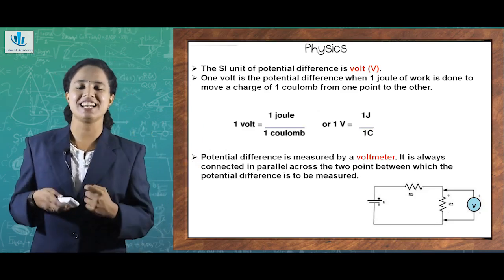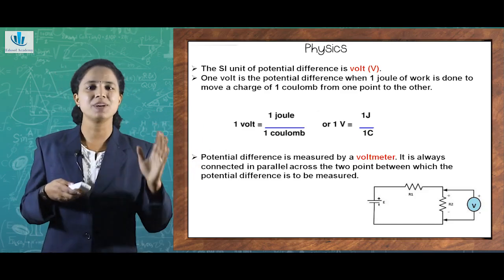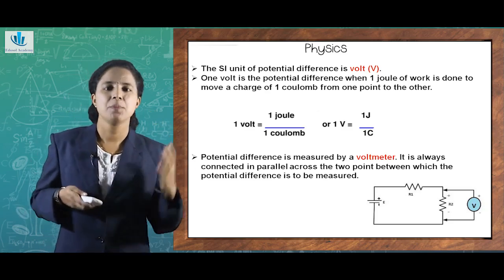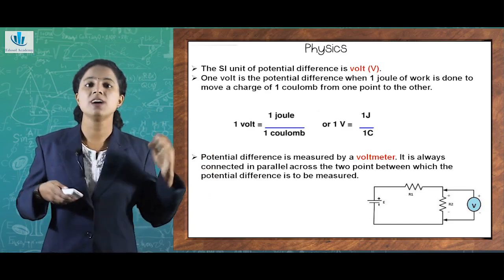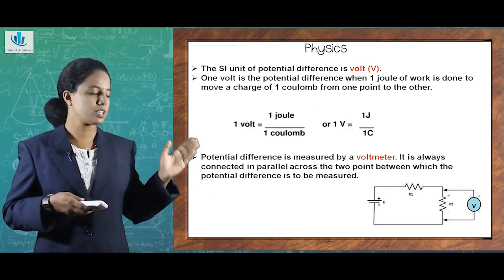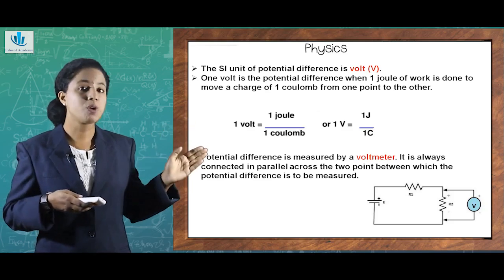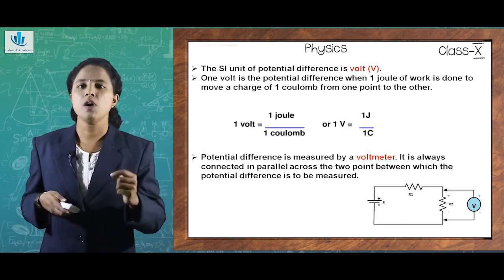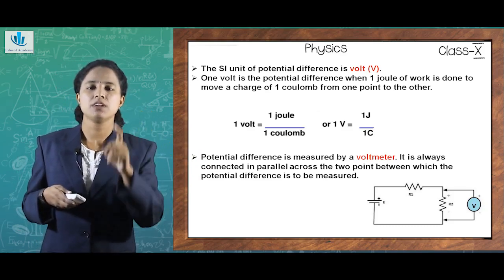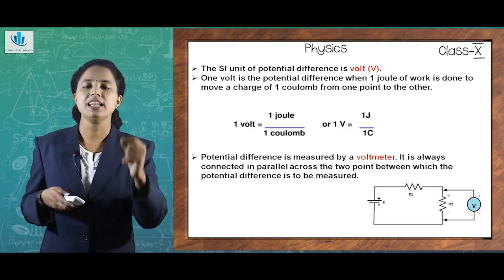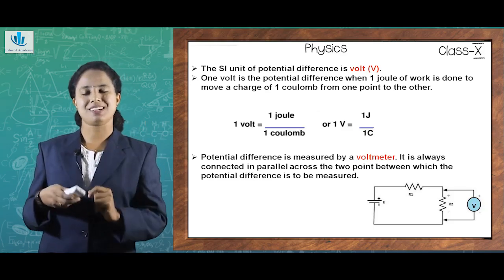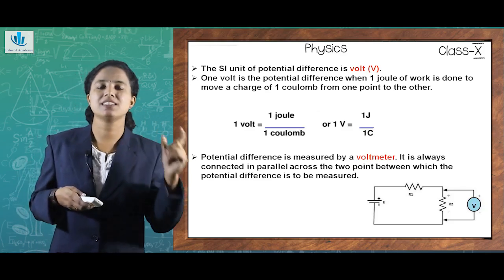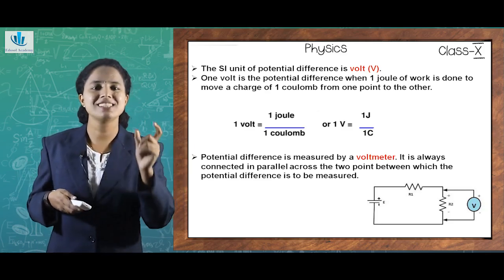So we have already stated that electric current is measured using an ammeter. So how do we measure potential difference? Potential difference is measured by a voltmeter. As you can see in this figure, it is always connected in parallel between 2 points. When I connect a voltmeter between 2 points, I will be able to measure the potential difference. So what was the case with the ammeter? In the case of the ammeter, I connected it in series.